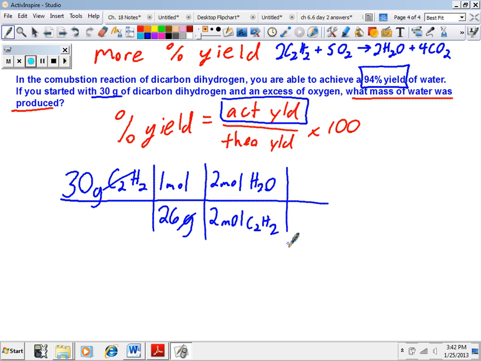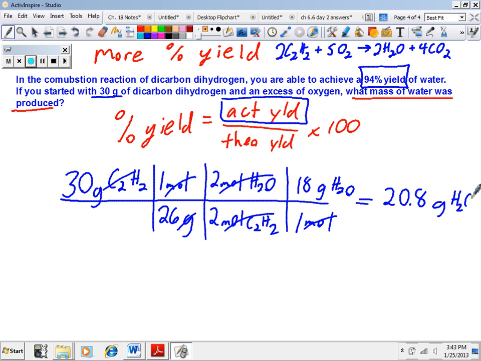We go ahead and find out the mass of water, knowing that 1 mole of water is 18 grams of water. Double checking here. Moles of H2O on top and bottom cancel out. Moles of C2H2 on top and bottom cancel out. And grams already canceled. And let's go ahead and do the math. Okay, so multiplying across, dividing by the stuff on bottom, we end up with 20.8 grams of H2O.